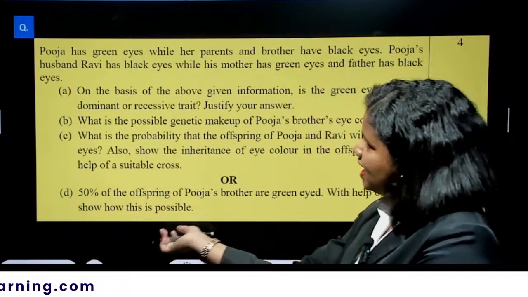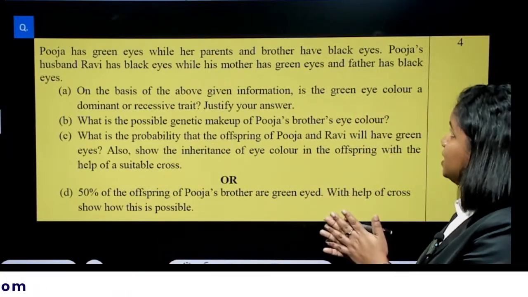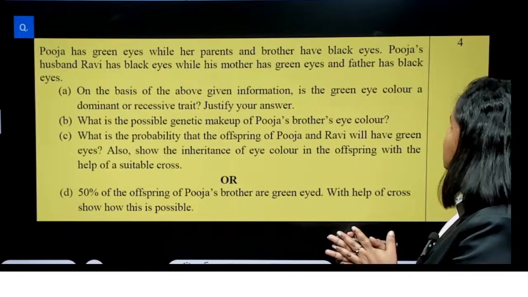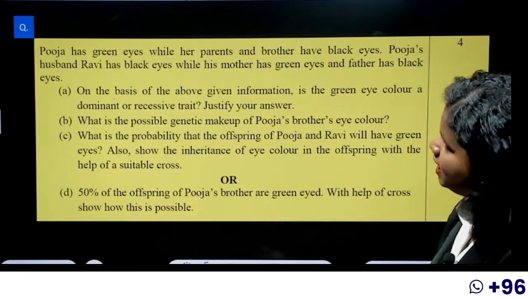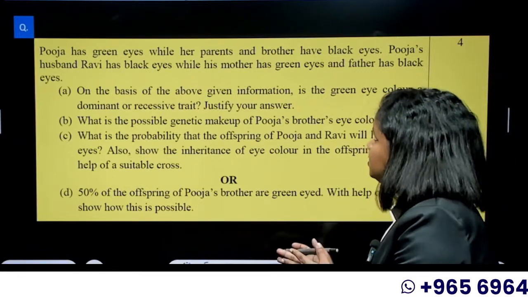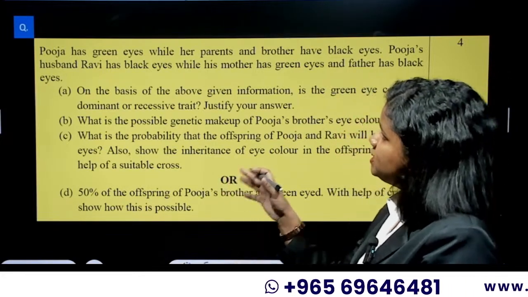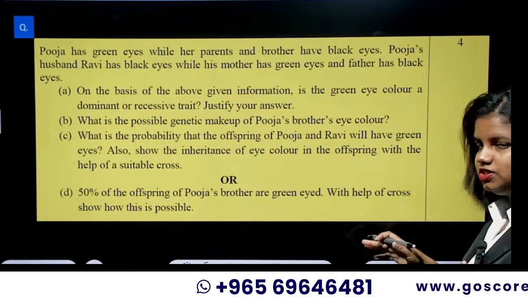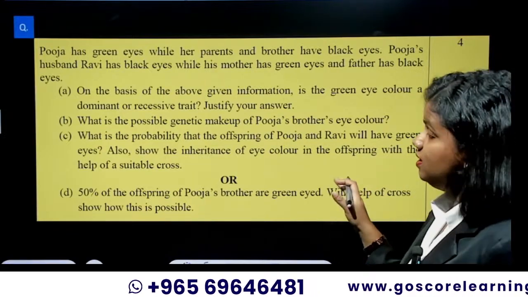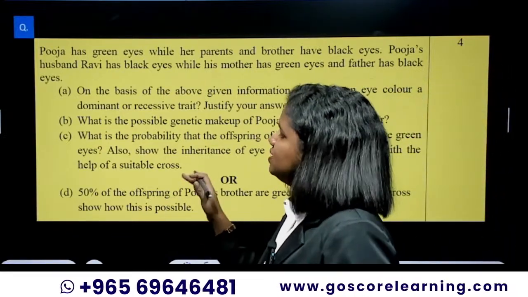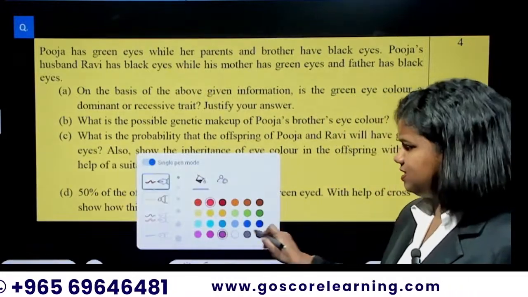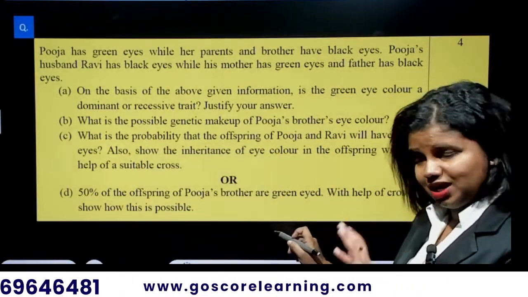Pooja has green eyes while her parents and brother have black eyes. Pooja's husband Ravi has black eyes while his mother has green eyes and father has black eyes. On the basis of the above given information, is the green eye color a dominant or a recessive trait? That's a simple and direct question from that paragraph itself.